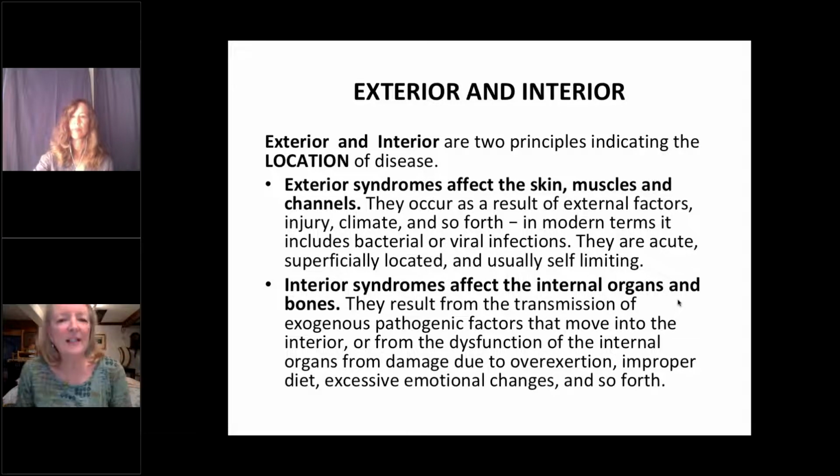Okay, so exterior conditions tend to be more acute. They tend to be more superficially located and usually in one spot. It might be all over like certain skin conditions, but certain skin conditions have internal factors also. They tend to be bacterial or viral. We're all familiar with exterior conditions. Sometimes it's called external. So exterior, external are substitutes for each other. Interior, internal as well. Interior, everything else.